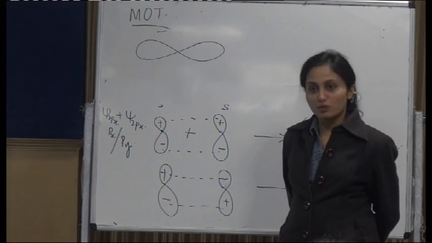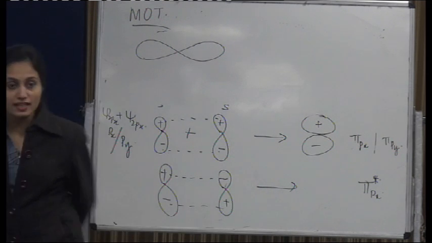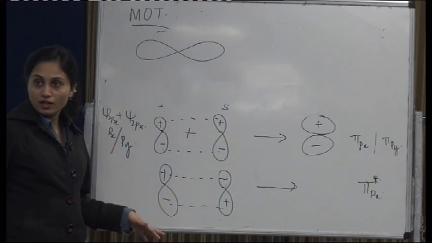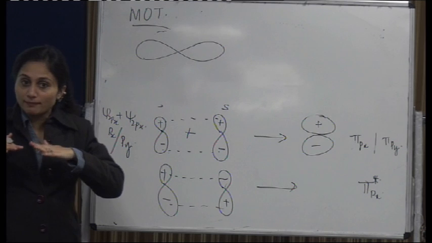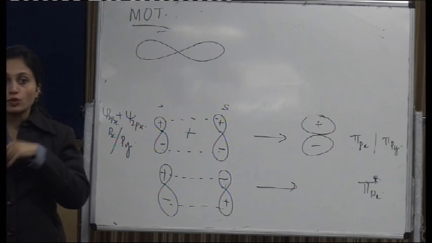This is what I was checking. What we have is, in PX plus PX, a sideways overlap. But PZ and PZ both are located about the internuclear axis. So there will be a direct overlap. So it will be sigma.